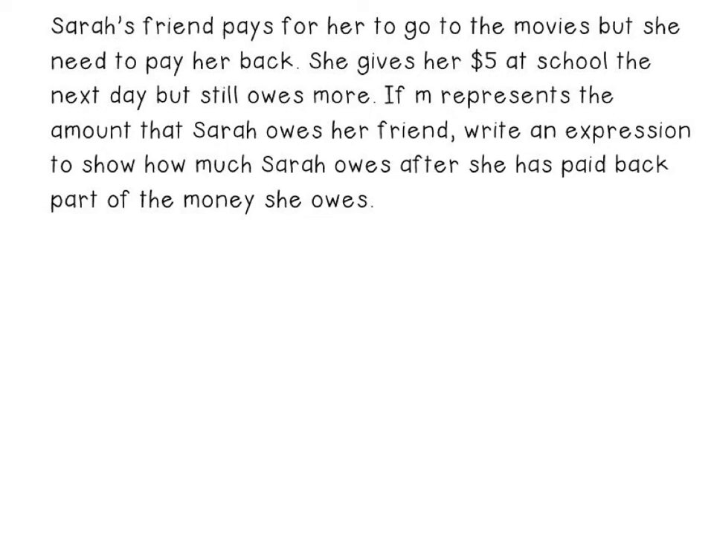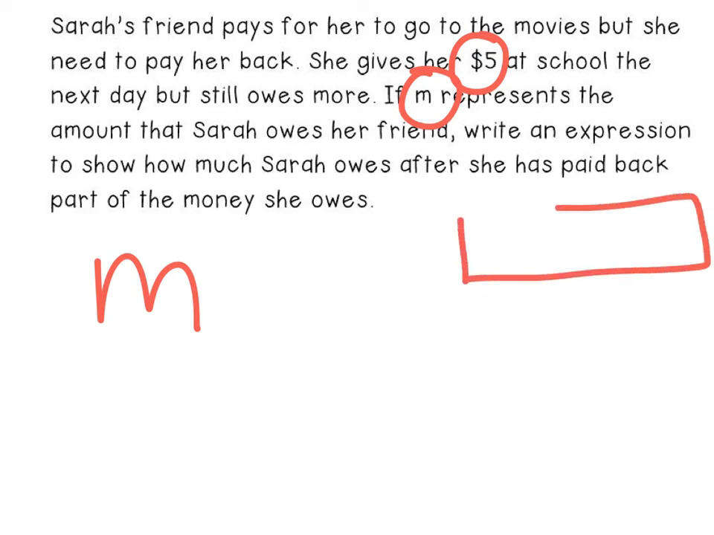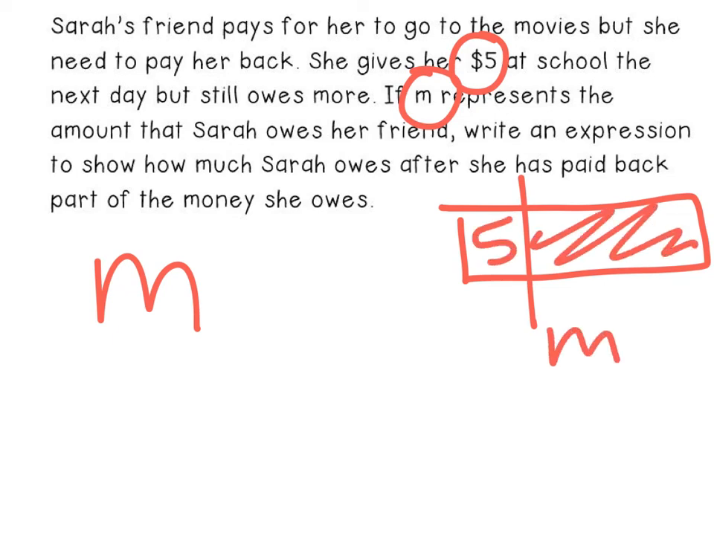We need to go back, and I see something about $5 and M. So M is the amount that Sarah owes her friend. So she owes her back this much money. But she already gave her $5. I'm going to draw myself a little bit of a picture here. If this is the total amount that she owes, Sarah gave her $5 one day, but she still owes back this shaded in part, if that's all M. So if she owes back M, this whole thing, but she paid back $5 already, I can take away the $5 that she already paid, and that will tell me how much she still owes left.